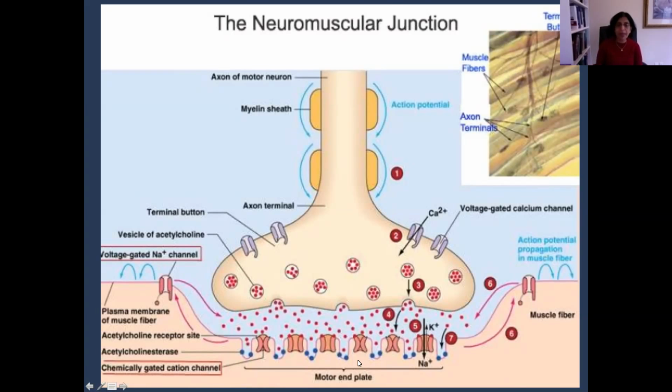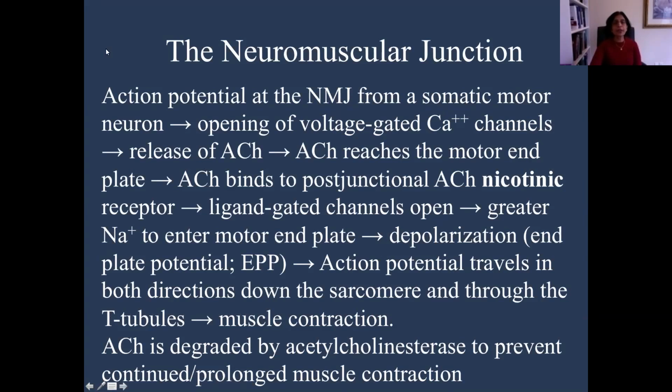Okay, so the same thing is shown in a step-by-step manner. In here, we'll run through this quickly. Action potential at the NMJ from a somatic motor neuron, opening of voltage-gated calcium channels, release of acetylcholine reaching the motor end plate, binding to the post-junctional acetylcholine nicotinic receptor. This is asked over and over in your board exams. That's why I have highlighted this.